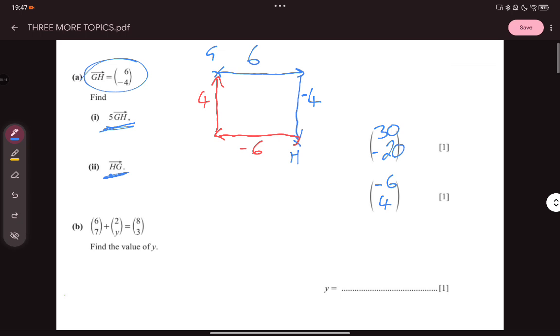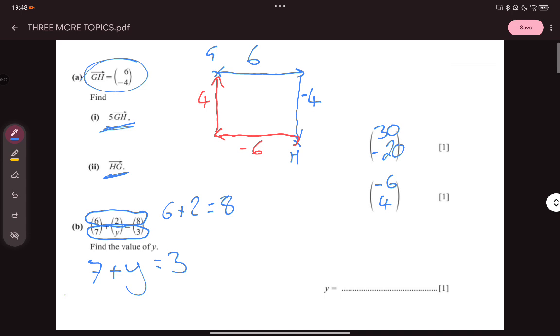Part B here looks like it's going to be complicated, but I'm not so sure that it is. They want the value of y, so we've got this missing number here. We've got 2 vectors added together, 6, 7 plus 2, y equals 8, 3. When we're adding the vectors, we add together the numbers on the top, and 6 plus 2 does definitely equal 8, so that's great. And along the bottom, we would have 7 plus y equals 3. So 7 plus something equals 3.